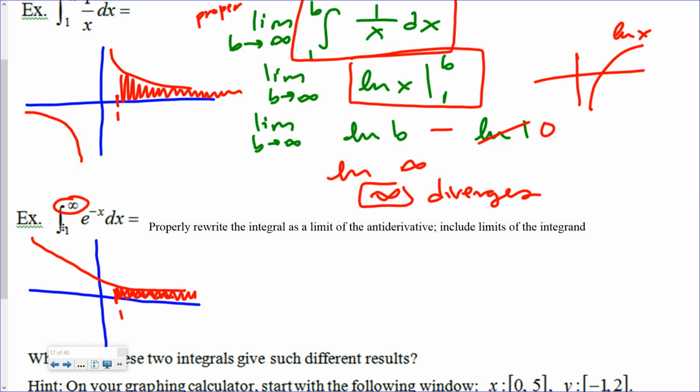Okay, let's go ahead and take the limit, change this to a proper integral. So this would be the limit as b goes to infinity of the integral from 1 to b of e to the negative x dx.